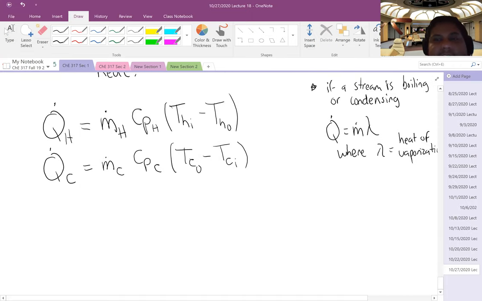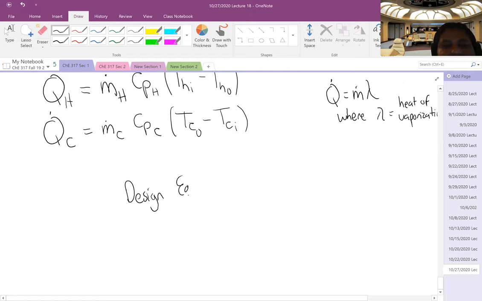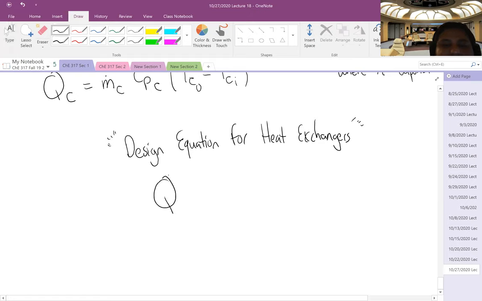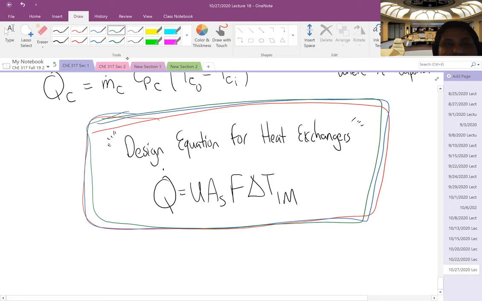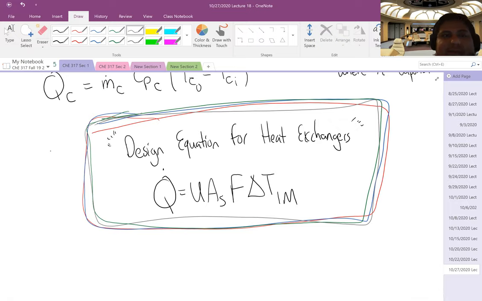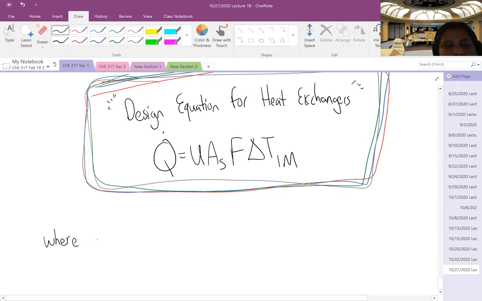This should be coupled with what's known as the design equation for heat exchangers. All right, so the design equation that we consider for heat exchangers is Q equals U times A sub S times F times delta T log mean. And just to make sure that you understand this is really important, I'll give you all of the fanfare that you'd like for this equation. And once again, as I stated, delta T log mean is equal to delta T1 minus delta T2 over the natural log of delta T1 over delta T2.